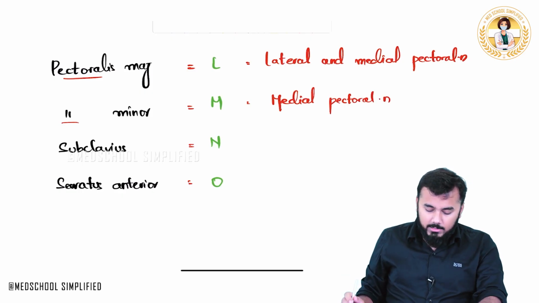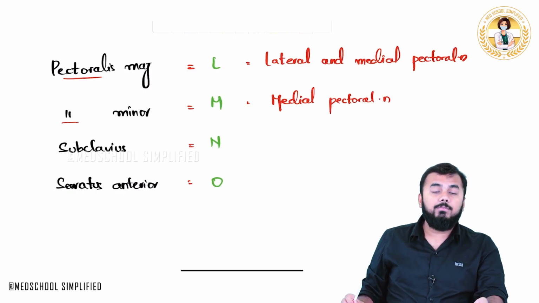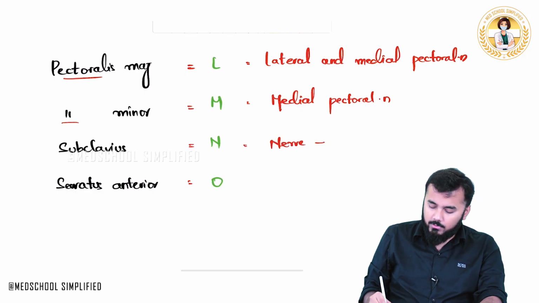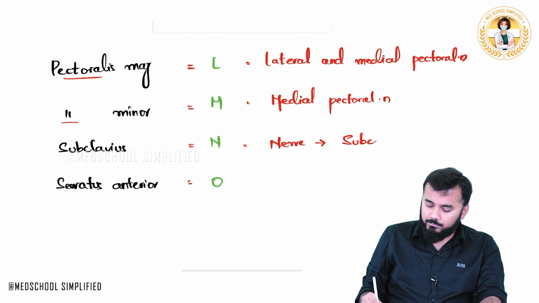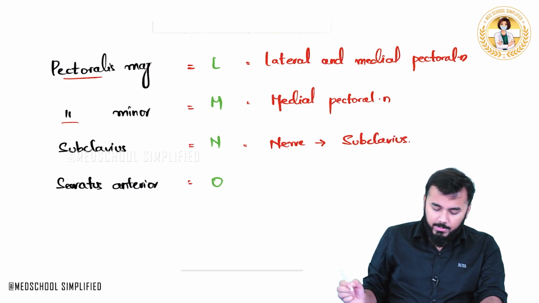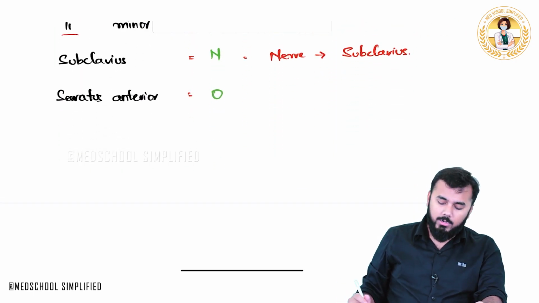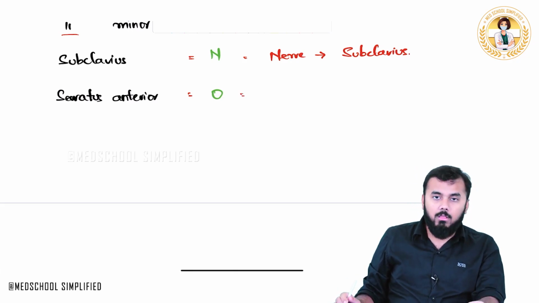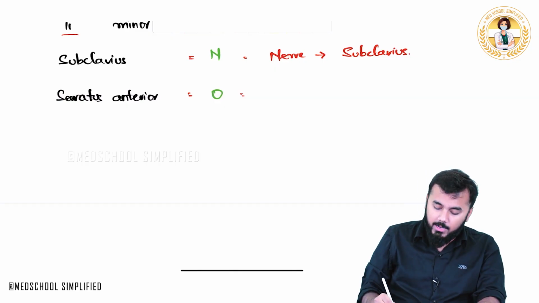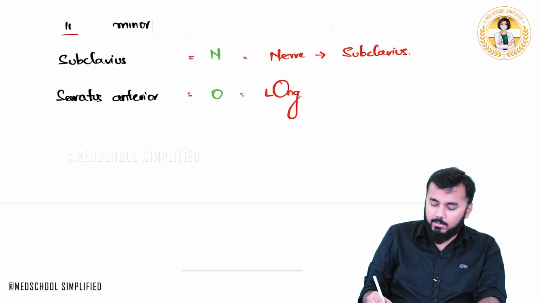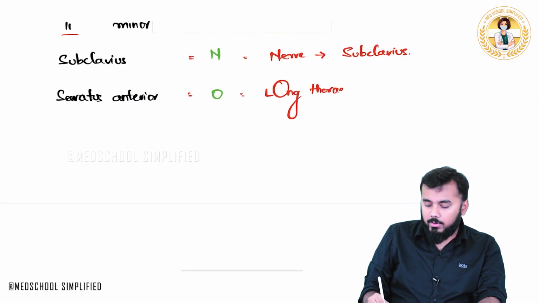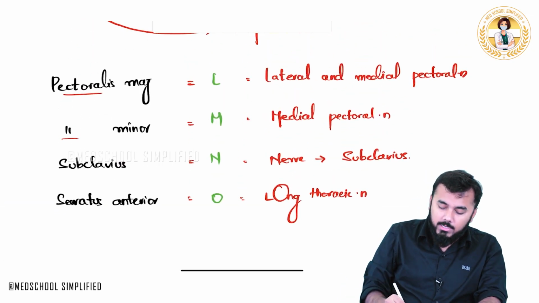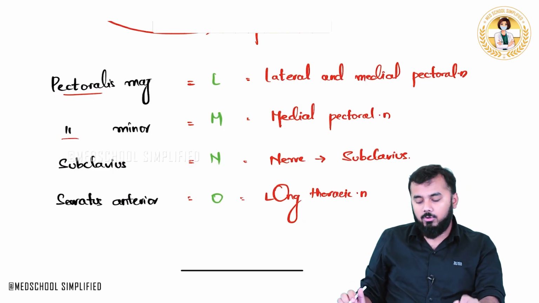Okay, what does N stand for? N stands for nerve to subclavius. Very easy to remember, right? So this is nerve to subclavius, and obviously I need not tell this because all of you already know serratus anterior. All of you know serratus anterior is innervated by the long thoracic nerve. Long thoracic nerve.